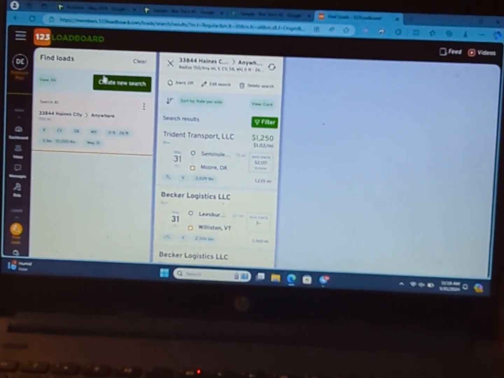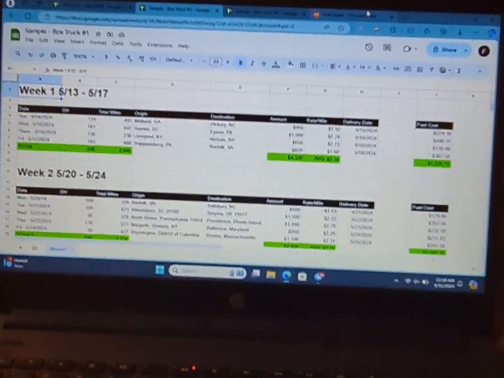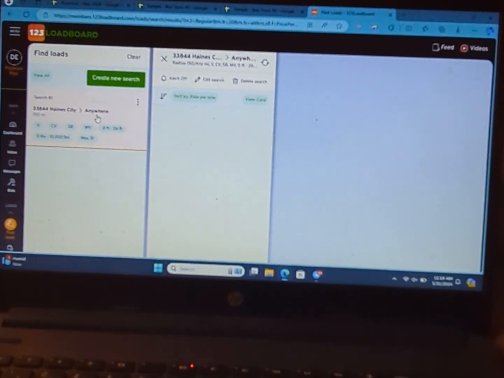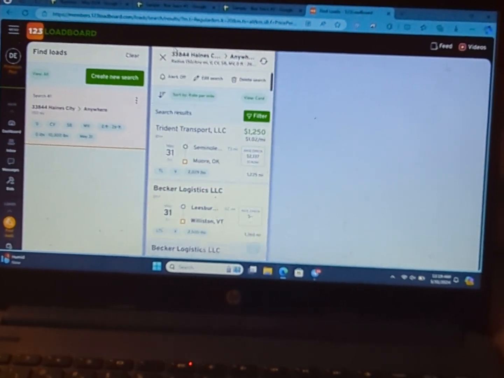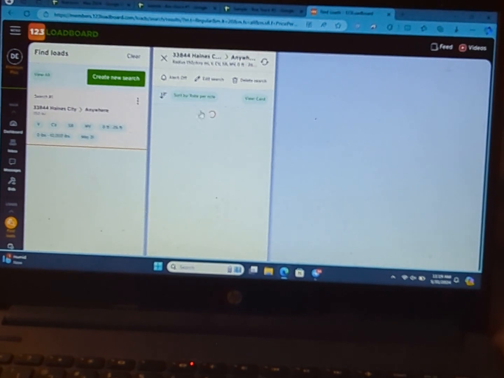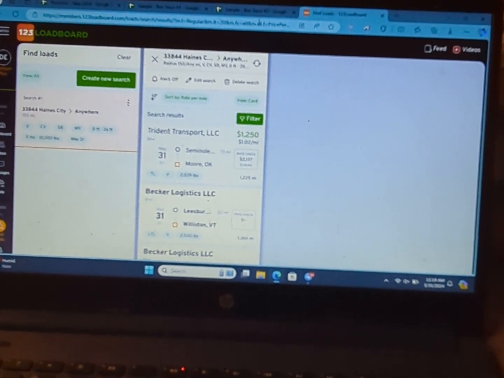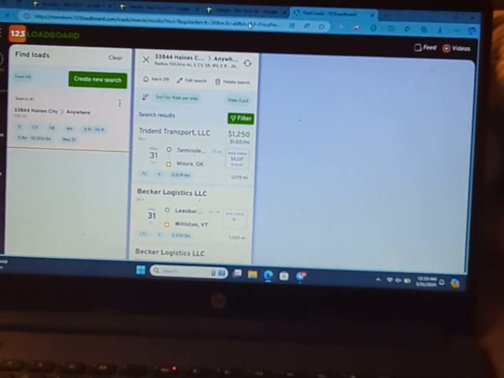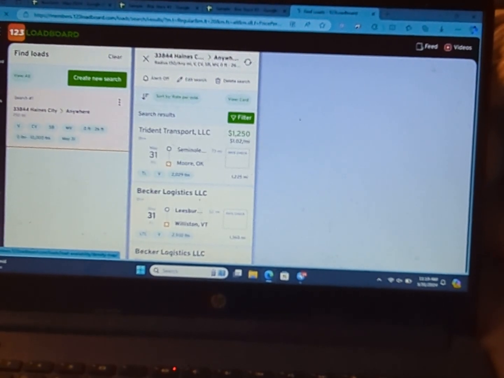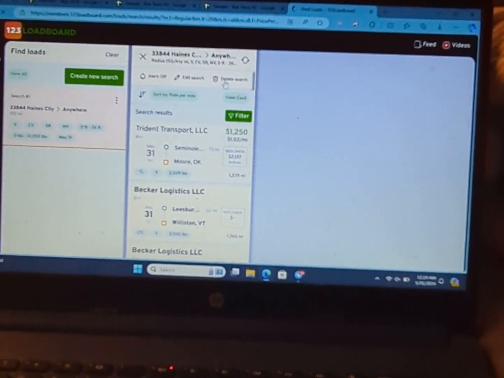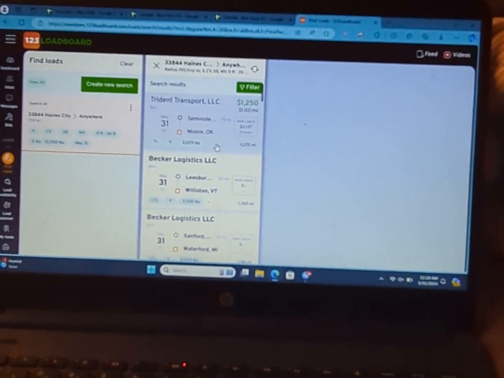For this one, I started in Atlanta. I just typed in the information, did a search, and then it showed me what was available. I'm not sure why it's like that. Hold on, let me see. It's supposed to be on big screen. I'm not sure why this is like this. Normally it's on a big screen, and I would just find the load.